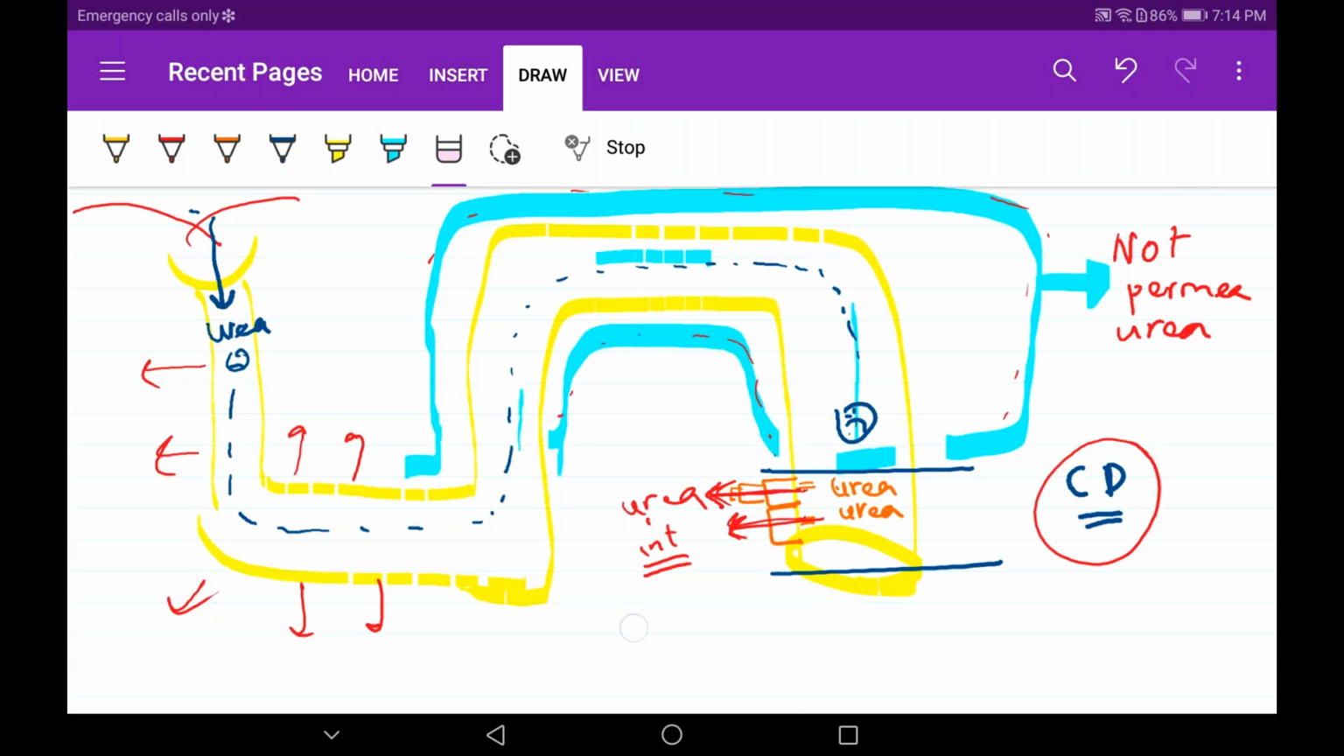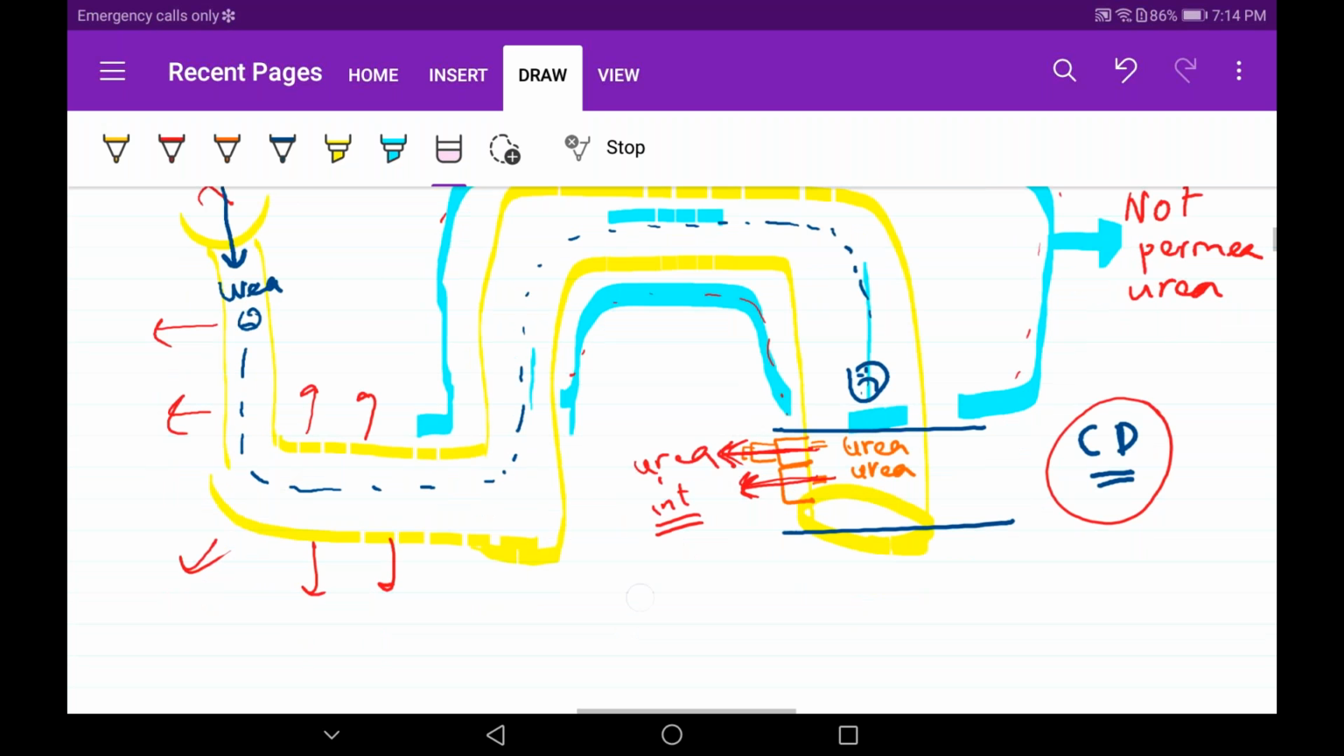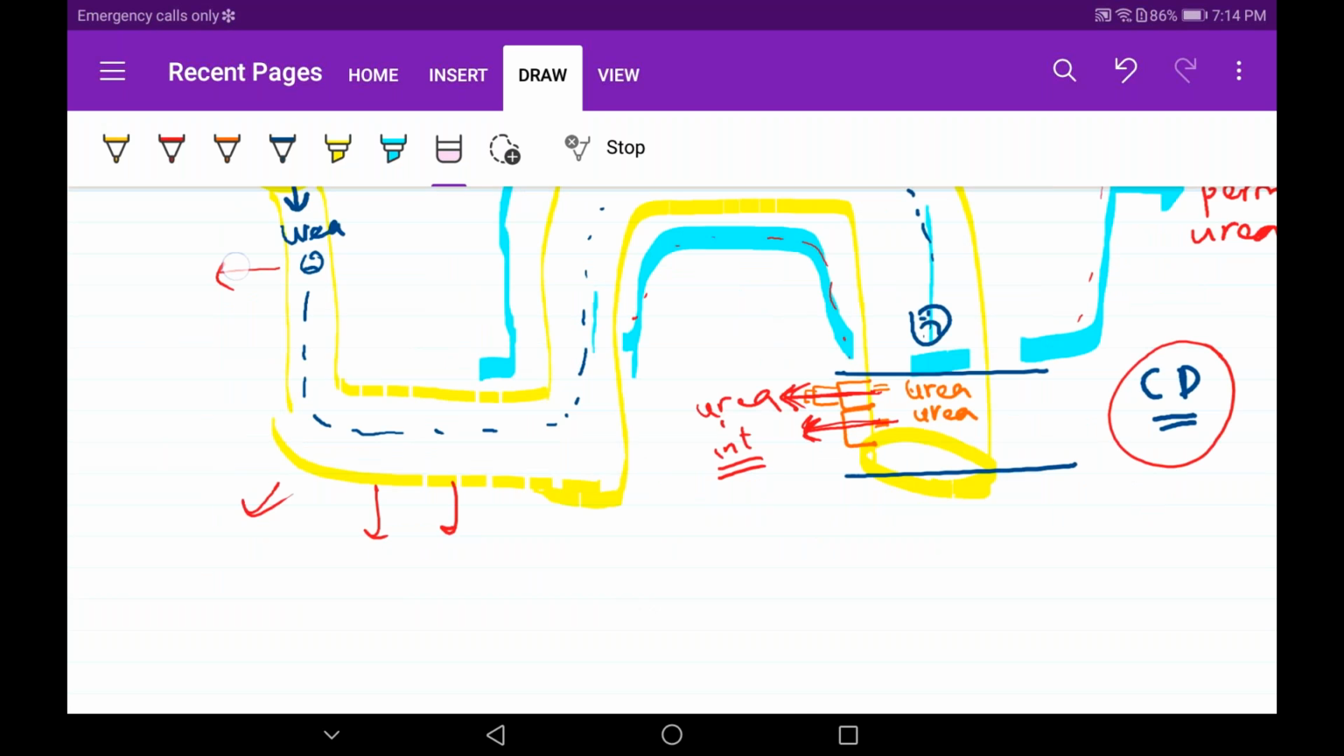So now, where will this urea go? Since it is in the interstitium, what will be the role of urea if it is present in the interstitium, my friends?